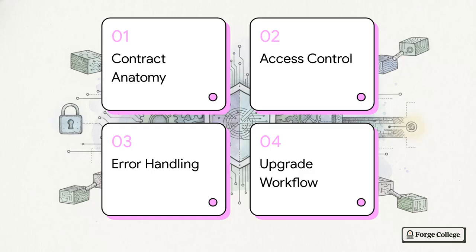Okay, let's dive right into this. Here is our blueprint anatomy for today. We'll be looking at Section 1, Dissecting Contract Anatomy, Section 2, Adding Access Control, Section 3, Efficient Error Handling, and wrapping up with Section 4, the Upgrade Workflow.